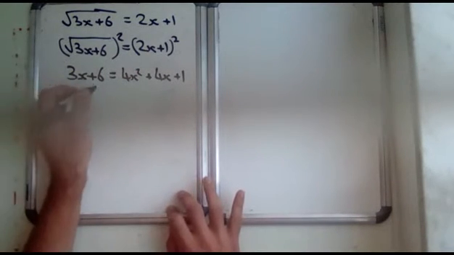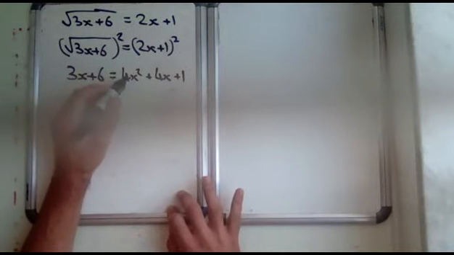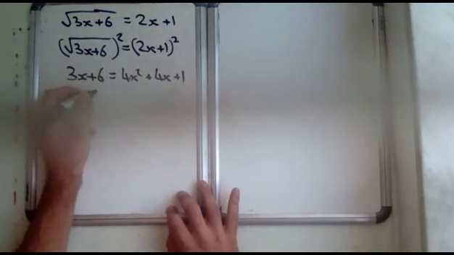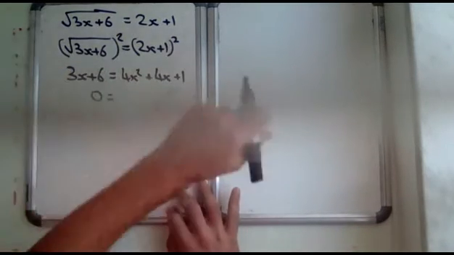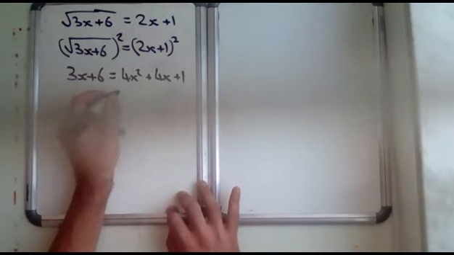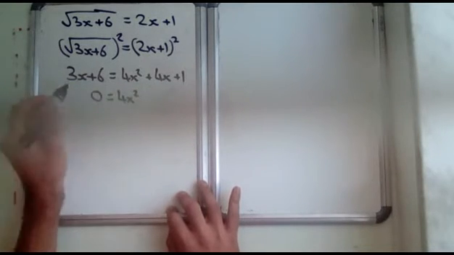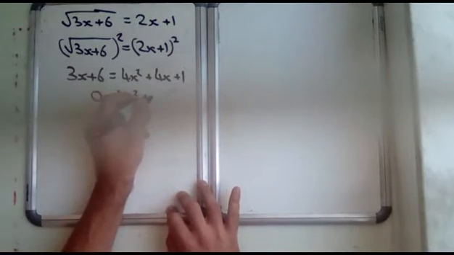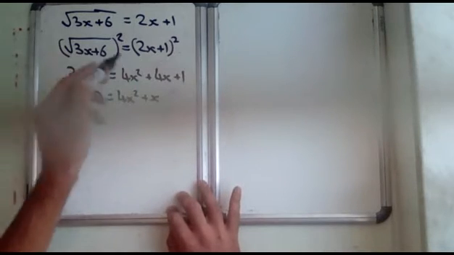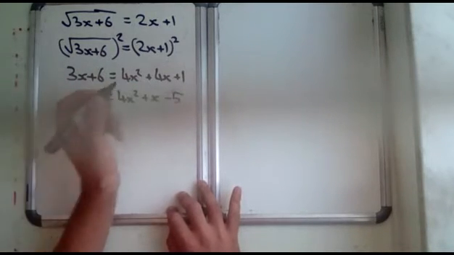You're looking now to make one side 0, whichever side keeps the x's positive, so I'm going to leave the 0 over here. Subtract 3x, subtract the 6, so you're going to have 4x squared plus 4x minus 3x is plus 1x. 1 minus 6 is minus 5 equals 0.